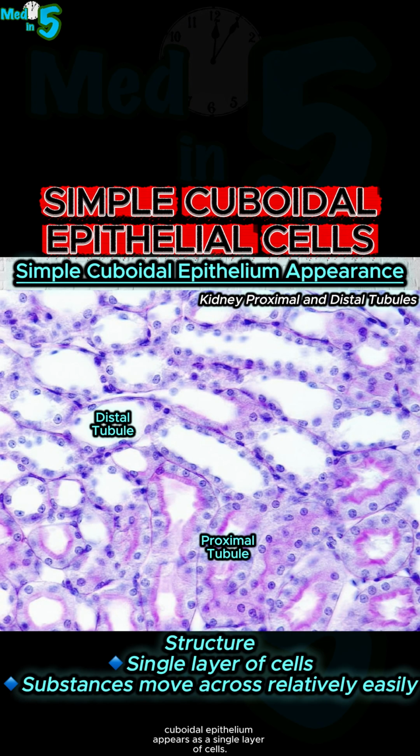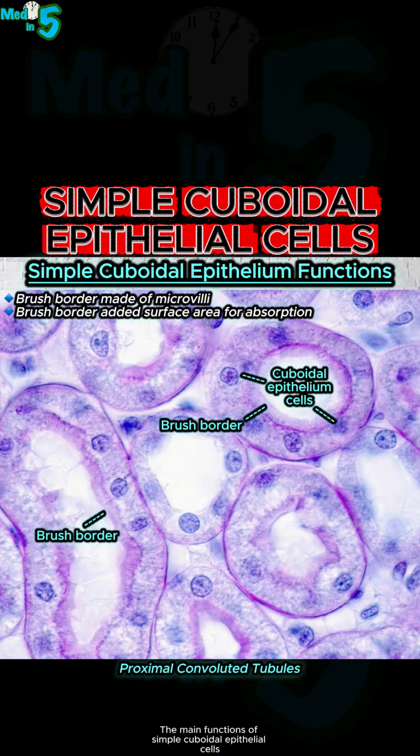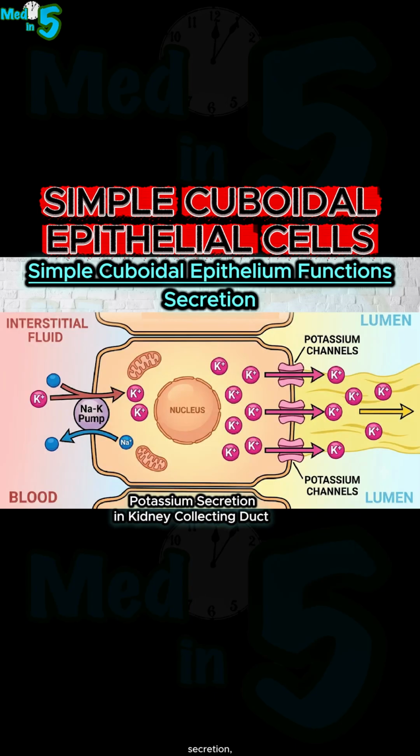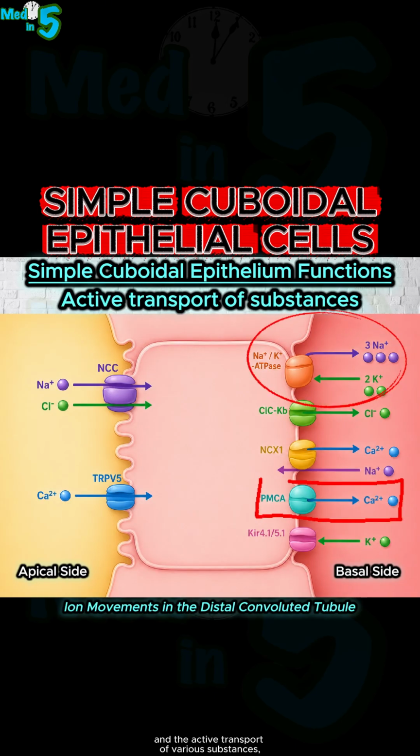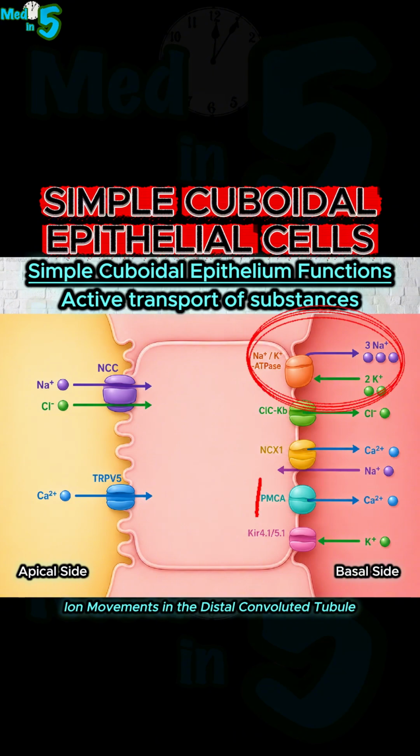Simple cuboidal epithelium appears as a single layer of cells. Since it has only one cell layer, substances can move across this kind of epithelium relatively easily. The main functions of simple cuboidal epithelial cells include absorption, secretion, and the active transport of various substances, including ions, water, and nutrients, all tasks that require lots of energy.